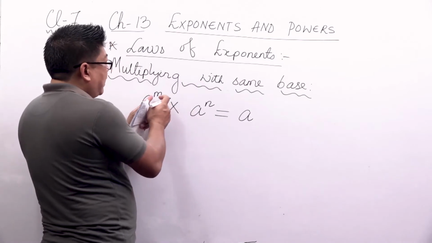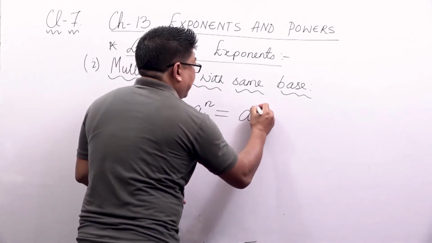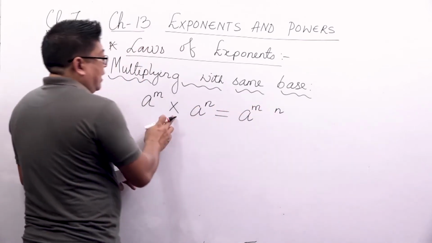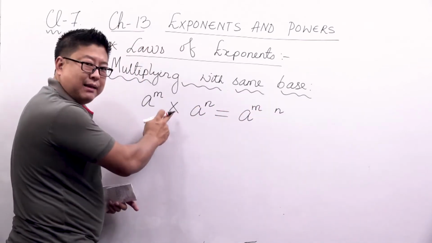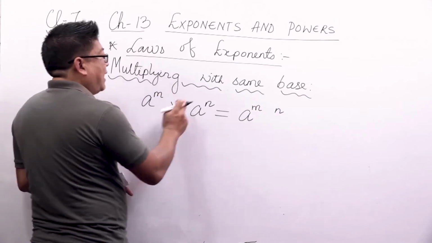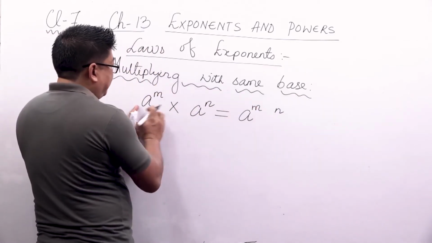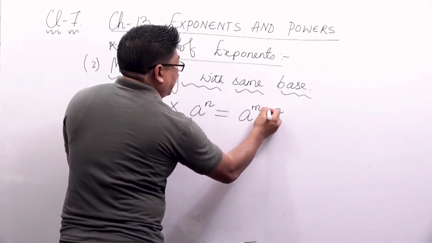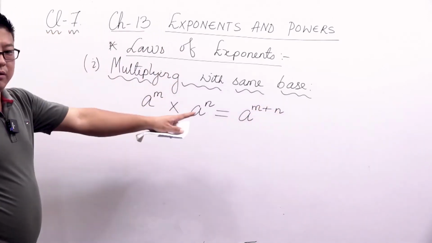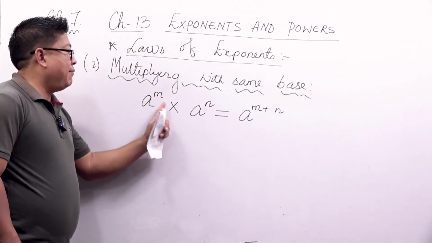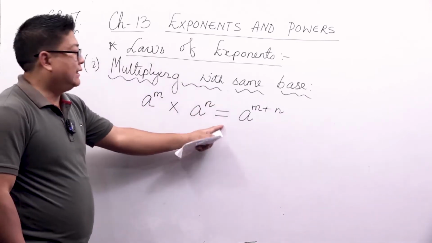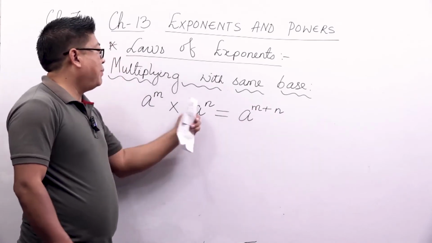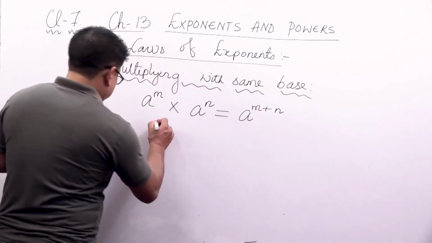And now if you look at the powers m and n, we'll take common power. Now look at this. This is multiply. So when it is multiply, if the base is same, here base is a, we will add the powers. A to the power m into a to the power n is equal to common base a to the power m plus n. So let's take an example.